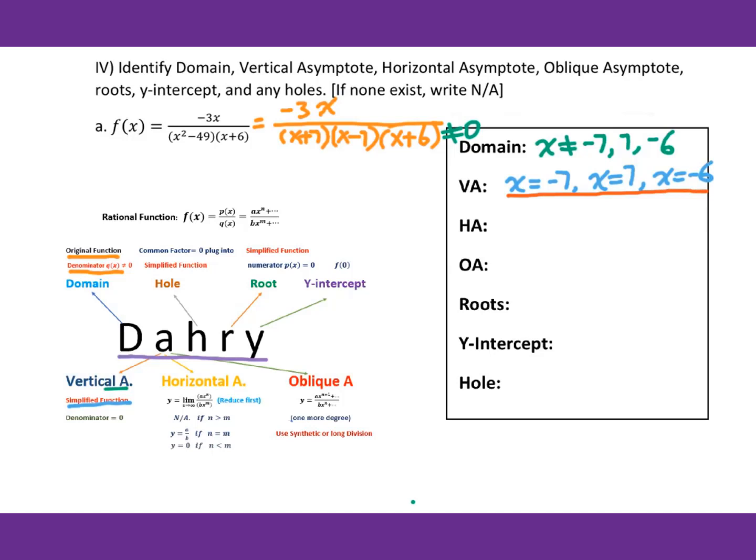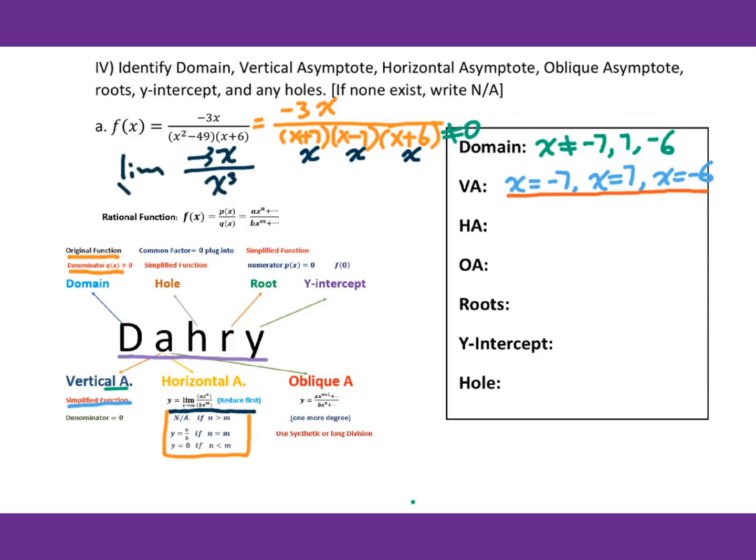For the horizontal asymptote line, you can do the limit, or you can just remember the rule. I prefer the limit. For the limit, you have to use the leading term. So check the leading term. The leading term on the top is negative 3x. For the denominator, look at the leading term. This is x for this factor, x again, x again. So we get x to the third power.